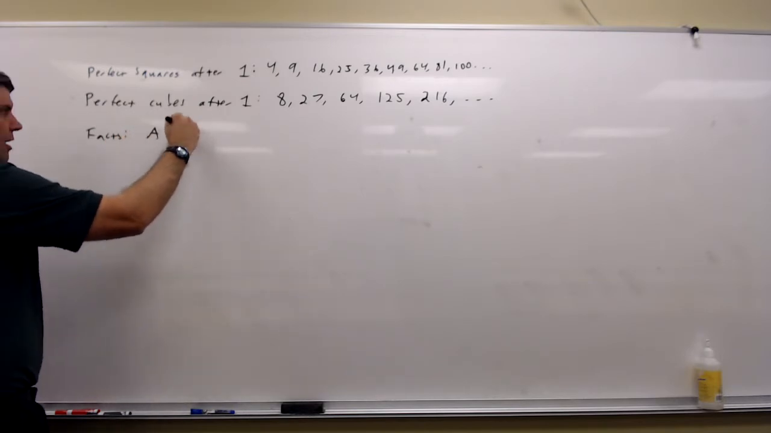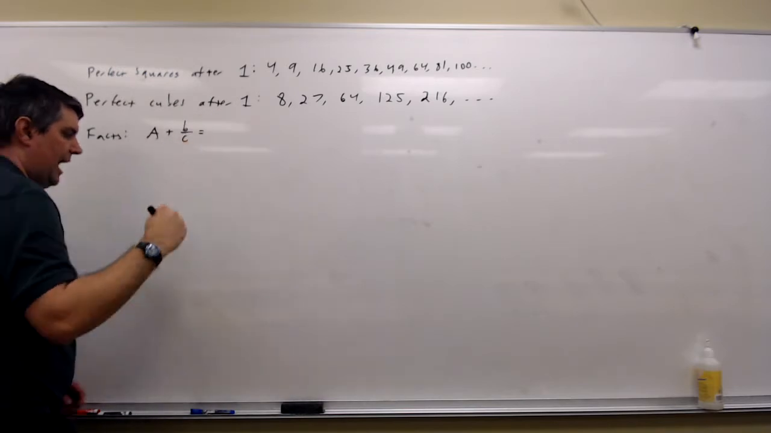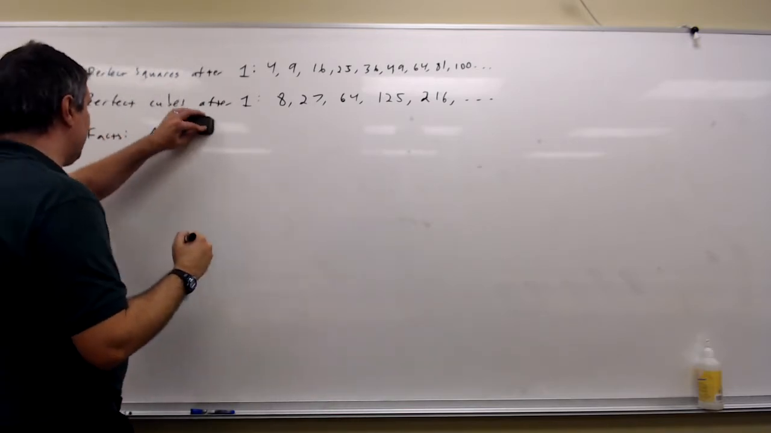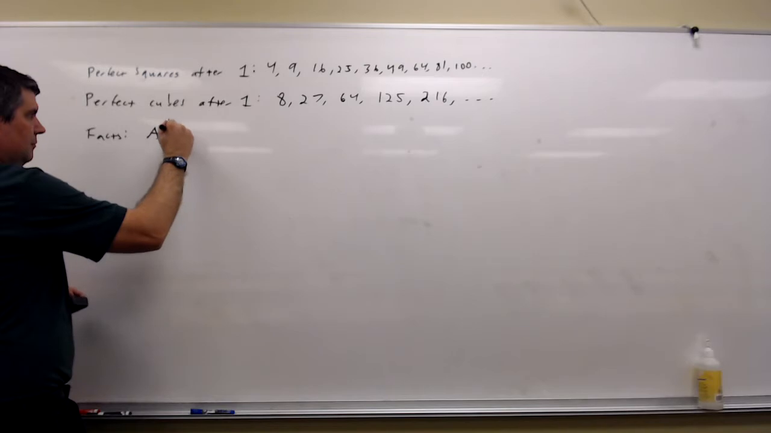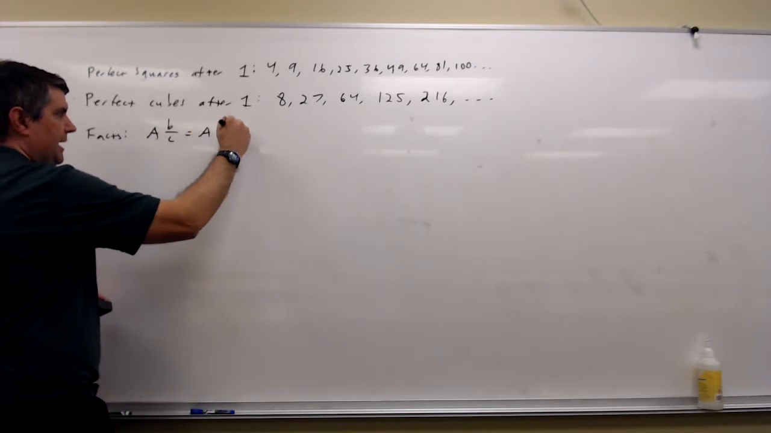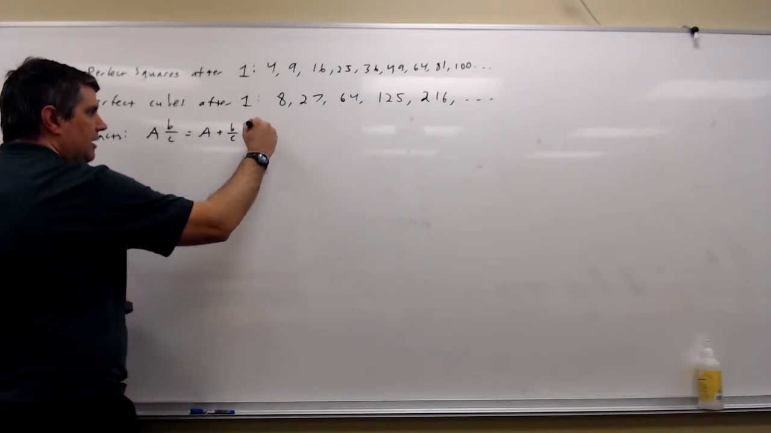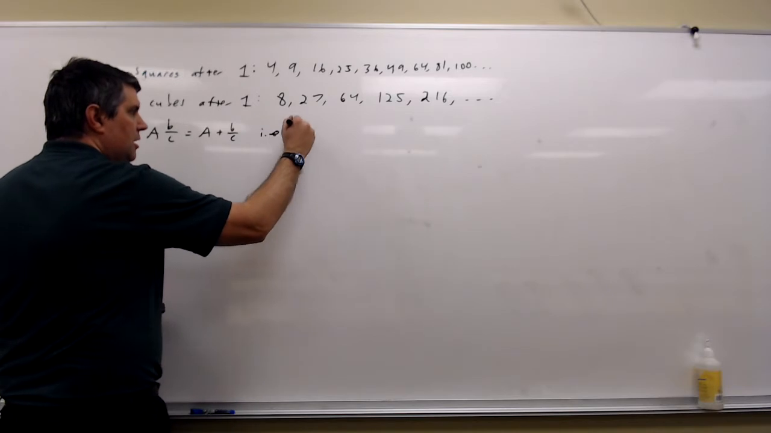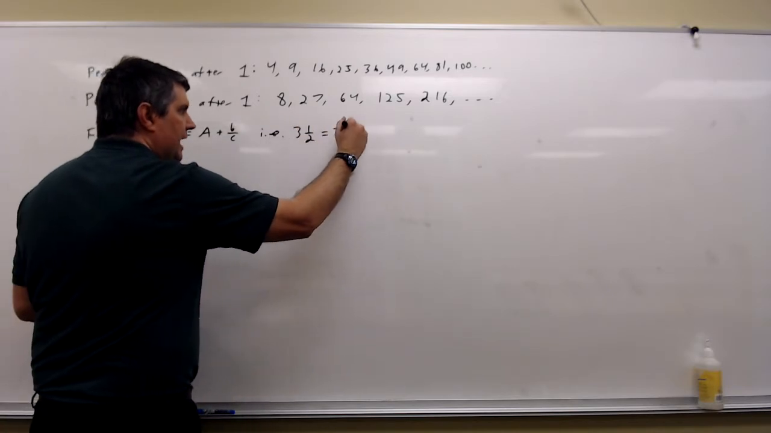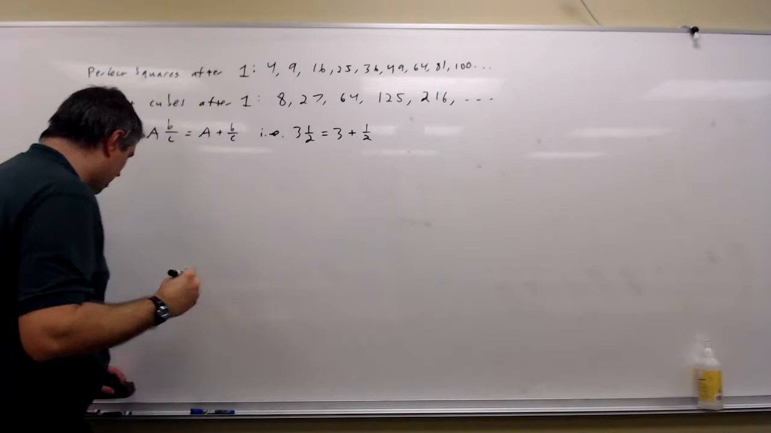A plus B over C is equivalent, or a mixed number A B over C is A plus B over C, i.e. 3 1/2 equals 3 plus 1/2. Okay?